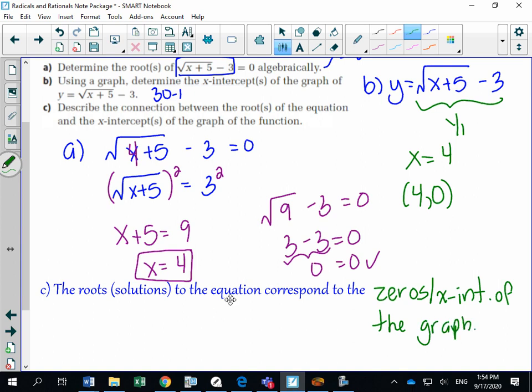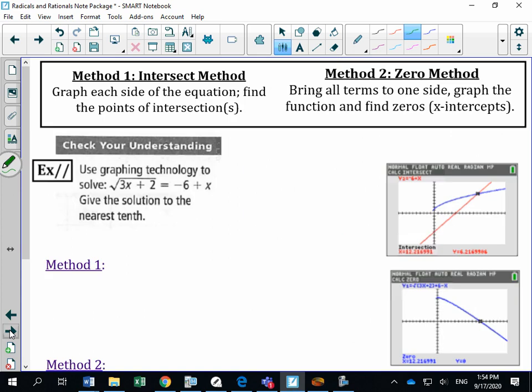Okay, let's look at the next question. And I'm going to show you two different methods to solve this. What they've given us is this radical equation here. I know it's an equation because it's got an equal sign, and I know it's a radical equation because there's a radical. It says use graphing technology to solve this radical equation and give the solution to the nearest tenth.